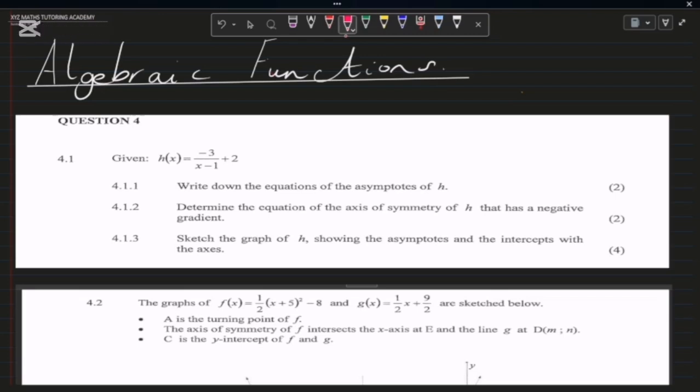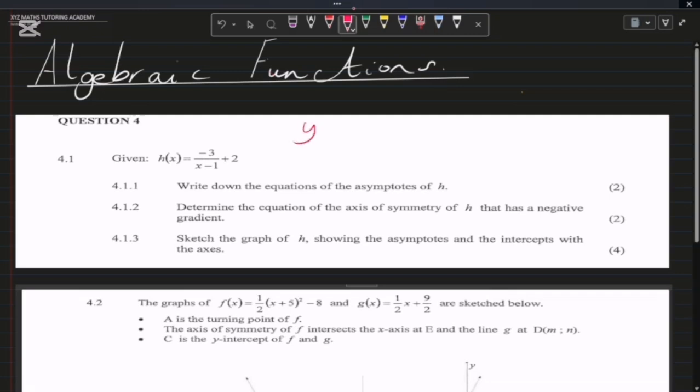So let's start. Question 4. So 4.1, they give us a graph. The graph is h of x is equal to -3 over x minus 1 plus 2.